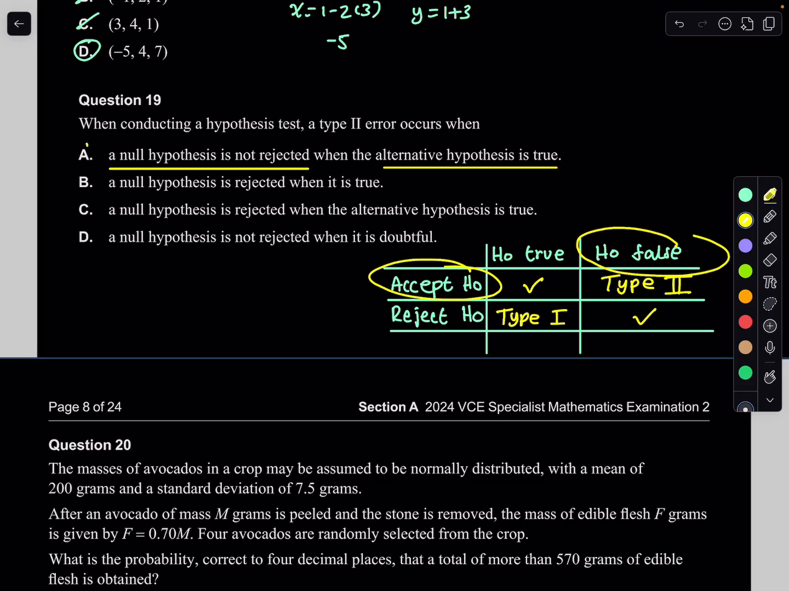So A, that was really easy, just using that table. A null hypothesis is not rejected, so we've accepted your null hypothesis when the alternative hypothesis is true. Because your null hypothesis is false, then of course the alternative has to be true. So this is called a type 2 error. That was really easy, just doing that table there.